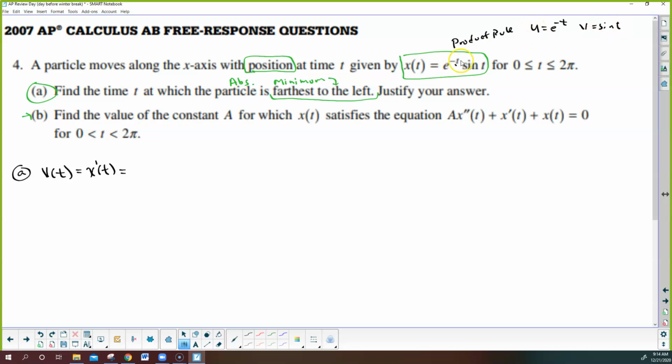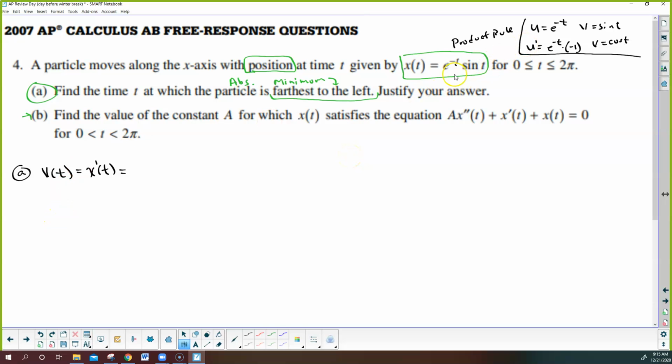We've got u is e to the negative t. And if I take the derivative of that, it's going to be e to the negative t times the derivative of whatever's in the exponent, which is -1. I actually would write that negative out in front. And I'll do that down here. And then the derivative of sine is just cosine. You do not have to show this work right here. Okay? You can just say, yep, that's good.